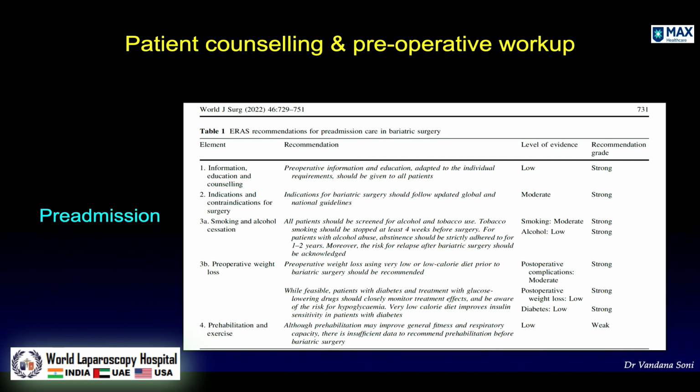Cessation of smoking and alcohol, extremely important. Smoking, especially for the perioperative outcomes. In alcohol, it is important to make them understand that one of the causes for an early relapse is alcohol consumption, because alcohol consumption is empty calories. It results in poor weight loss, and also because a certain segment of the bowel is bypassed.